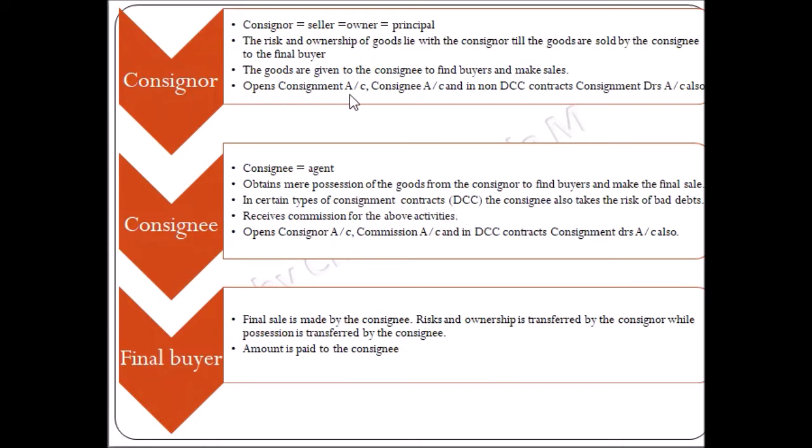So the consignor opens a consignment account, a consignee account, and in non-DCC contracts, a consignment debtors account. Because in DCC contracts, the consignee takes responsibility of consignment debtors, as you can see here. The consignee opens a consignor account and a commission account, and in DCC contracts, a consignment debtors account as well.